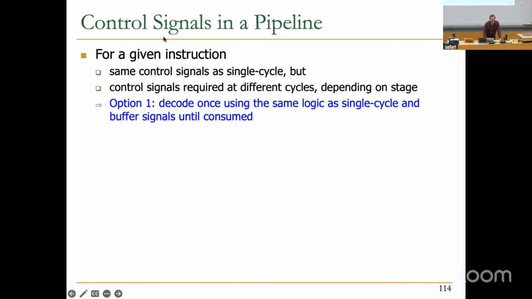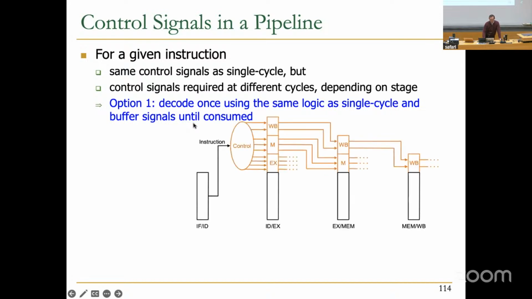So how do you do this? Basically, one thing you could do is decode an instruction once using the same logic that we use in single cycle and buffer the signals until they are consumed. And this is what things kind of look like. This is, again, an abstract view over here. This is the fetch stage. You know the instruction after the fetch stage. There's some decoding that happens in the decode stage. And this is where you generate the control signals, if you remember.